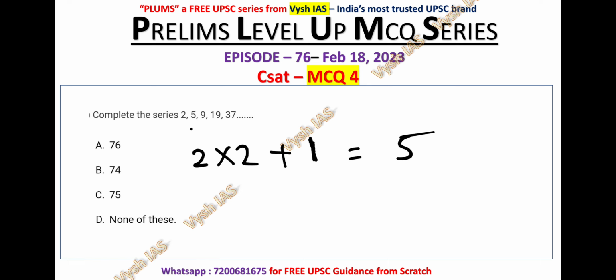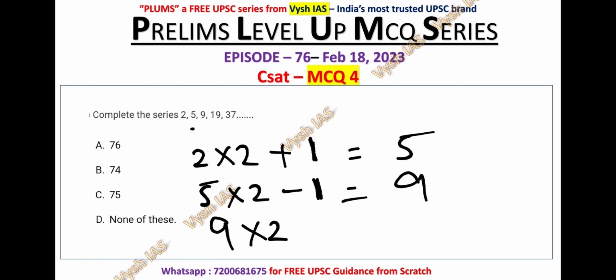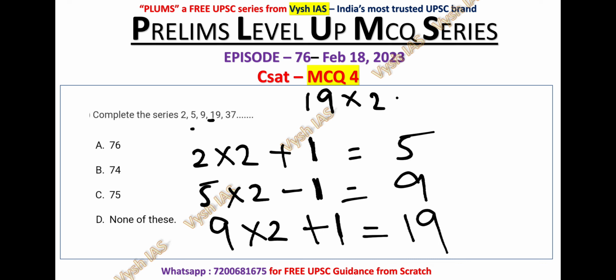So for the second number, that is 5, 5 into 2 is 10. But here the third number is 9, so we have to actually subtract 1. Okay. So the answer will be 9. If you take the third case, 9 into 2, that is 18. Here again plus 1, because the fourth number is 19. Okay, the fourth case is 19 into 2 minus 1, which is equal to 37.